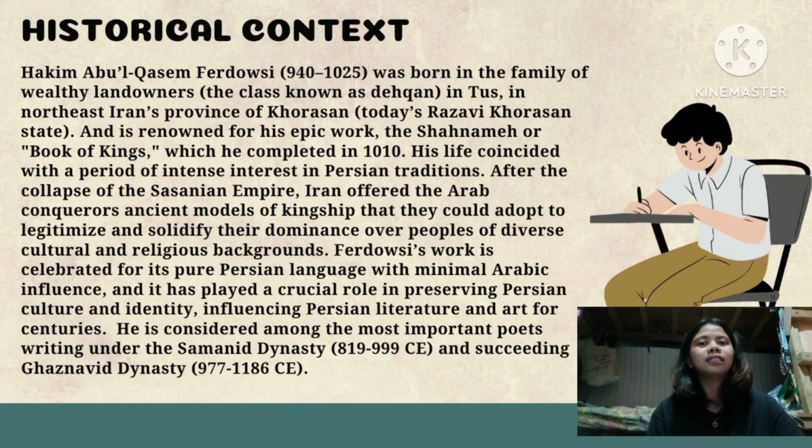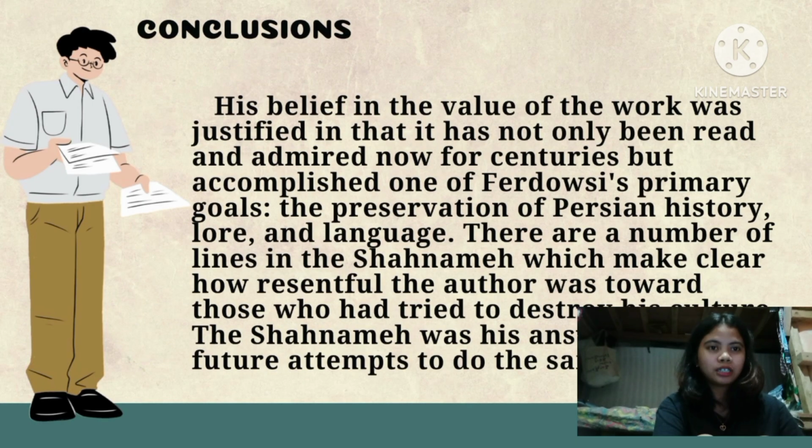So he is considered among the most important poets writing under the Samanid dynasty, 819 to 999 CE, and the succeeding Ghaznavid dynasty, 977 to 1186 CE. So in conclusion, his belief in the value of the work was justified in that it has not only been read and admired for centuries, but accomplished one of Ferdowsi's primary goals, the preservation of Persian history, lore, and language.